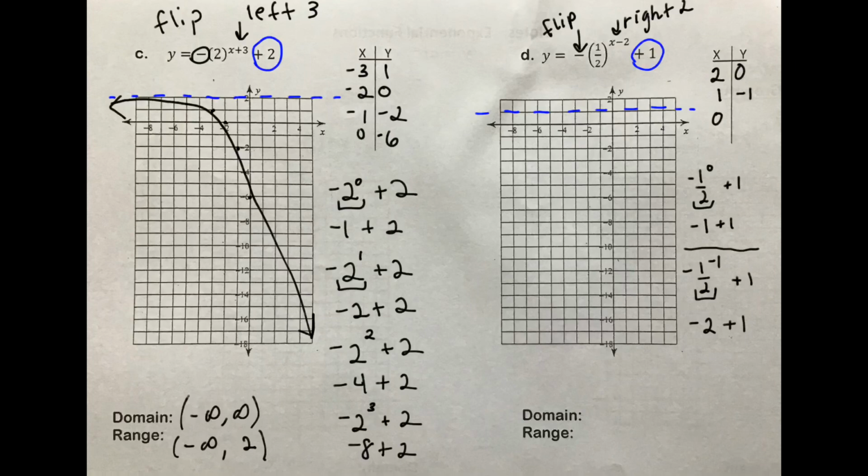Do a couple more. Negative 1/2 to the negative second plus 1. It's going to flip and then square. Negative 4 plus 1 makes negative 3. Let's just do one more. Negative 1/2 to the negative third, which would make negative 8 plus 1, which makes negative 7. Okay, let's graph. 2, 0, 1, negative 1, 0, negative 3, negative 1, negative 7.